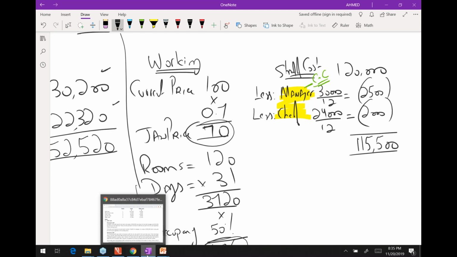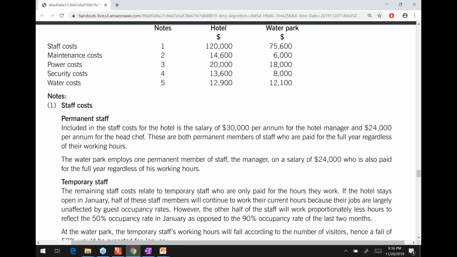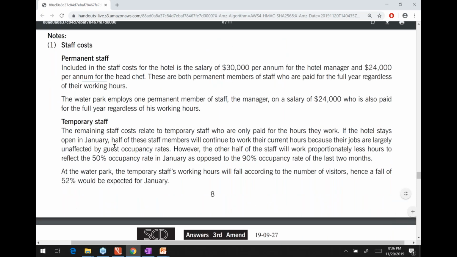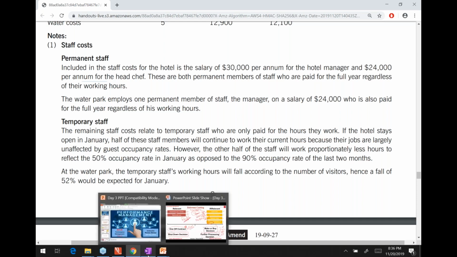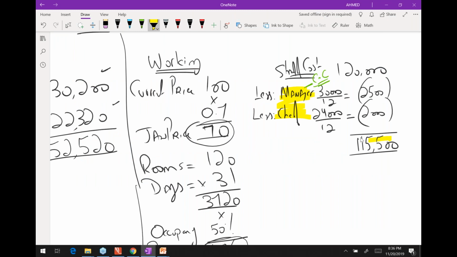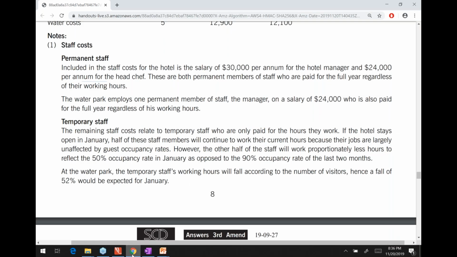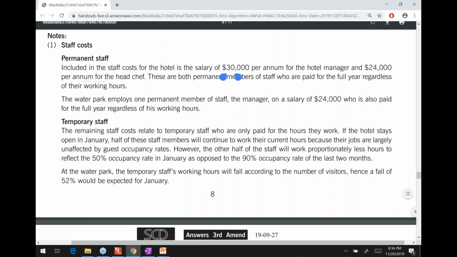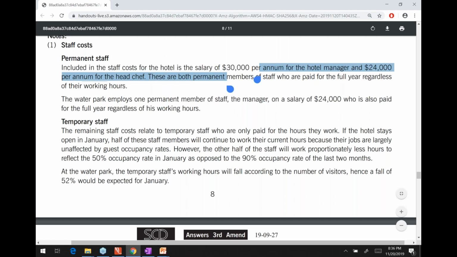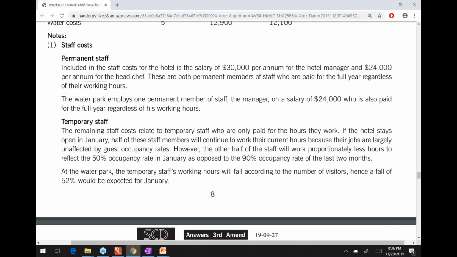Now going back to the question, the second para relates to the water park, that I'm not reading. That is your work to do. Then after permanent we have temporary, the remaining staff cost. This is the remaining staff cost, and it relates to temporary staff who are only paid for the hours they work. Because it's an annual cost, my friend, and I'm doing the calculation for a month. January is 1 month, so I need to divide this by 12. I think you missed out this figure. It's 30,000 per annum, and that is why I made this per month and then deducted it from the per month figure that is given above.